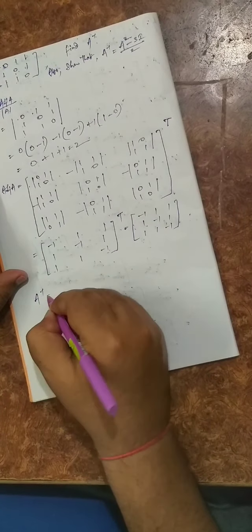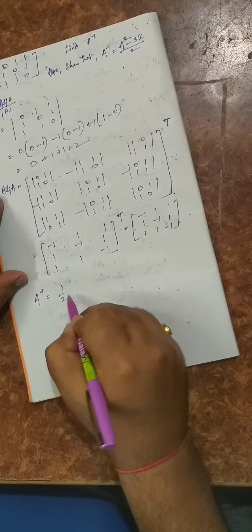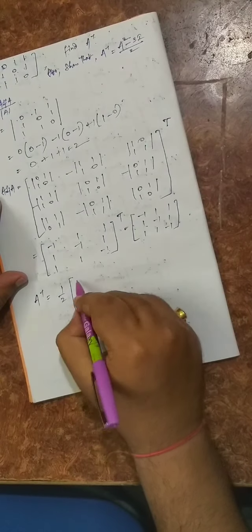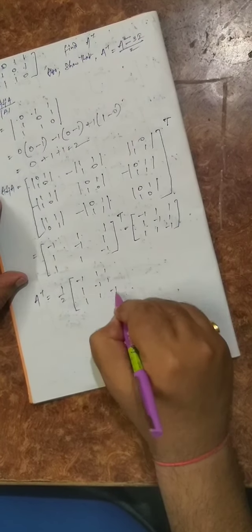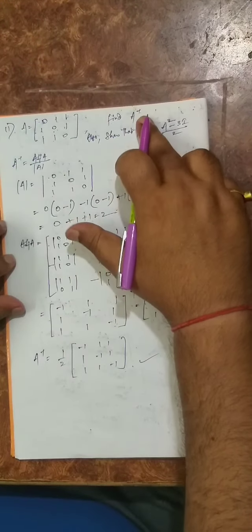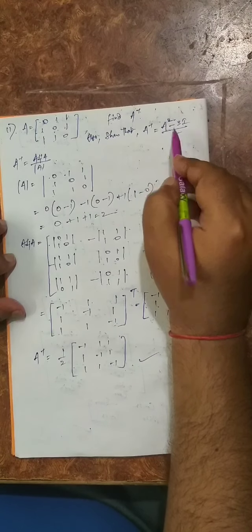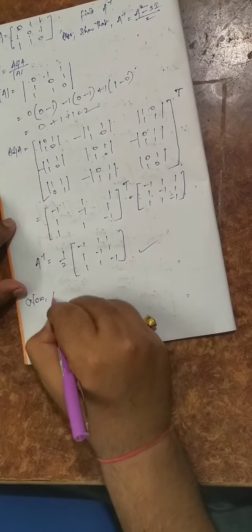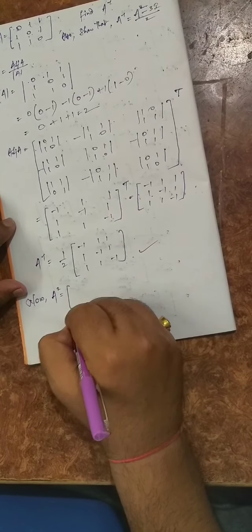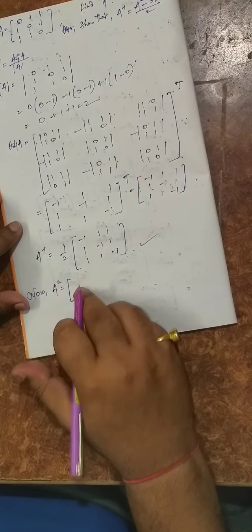So here I can say the inverse is: mod of A is 2, so 1 by 2, and the adjoint is minus 1 1 1, 1 minus 1 1, 1 1 minus 1. So this is our first part, the inverse. Now the second part, to check A square minus 3I by 2. For A square, you have to find A square, which is nothing but A into A.